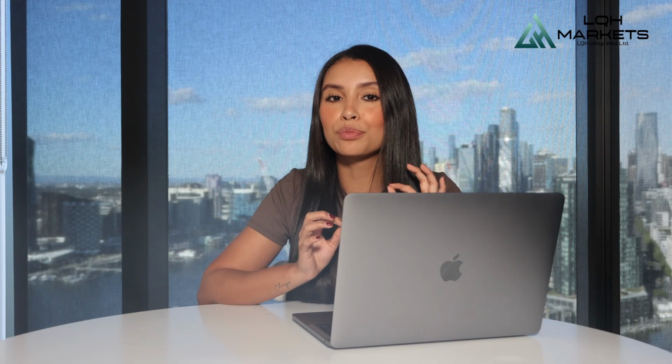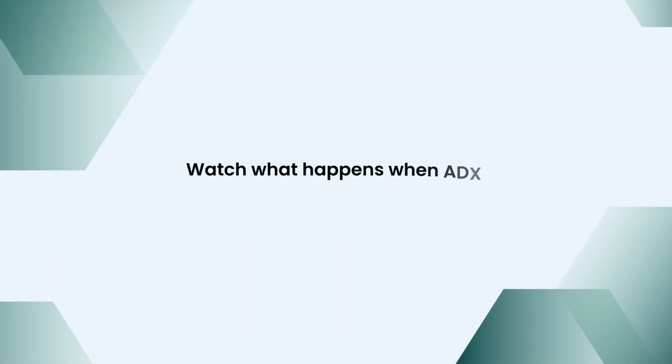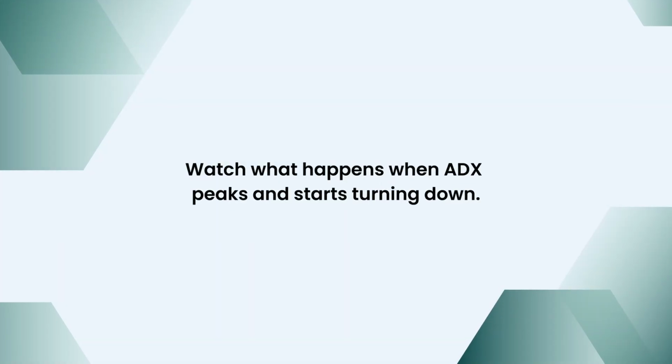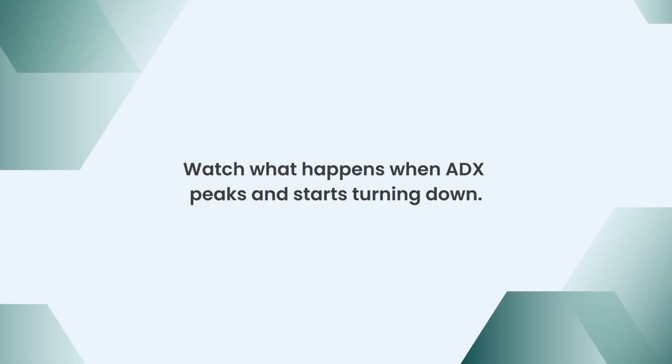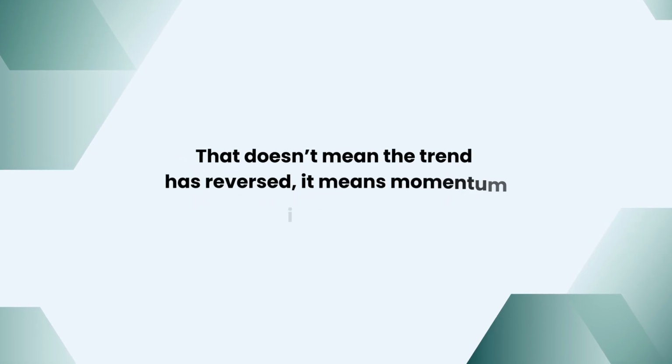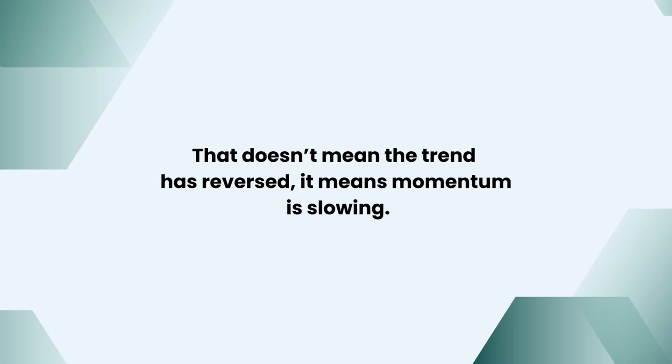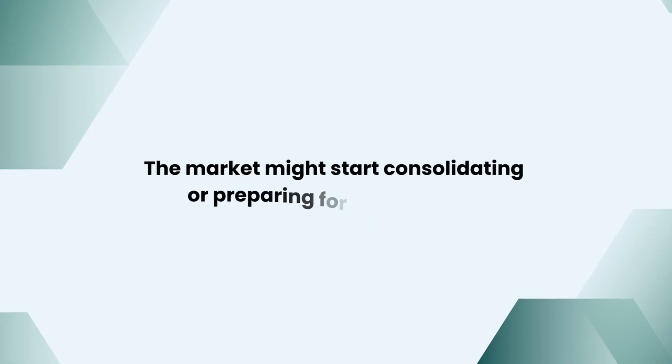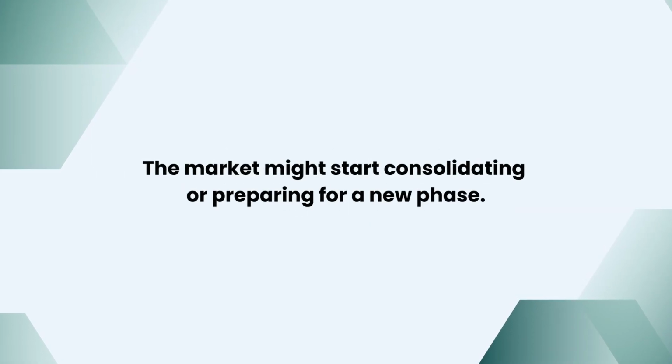And here is another pro tip. Watch what happens when the ADX peaks and starts turning down. That doesn't mean the trend has reversed. It means momentum is slowing. The market might start consolidating or preparing for a new phase.